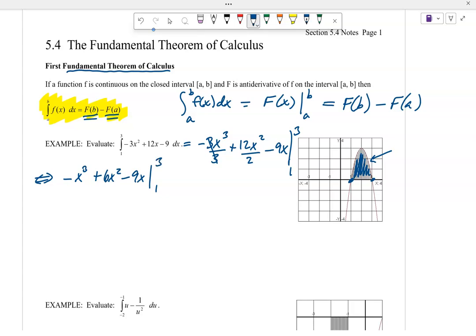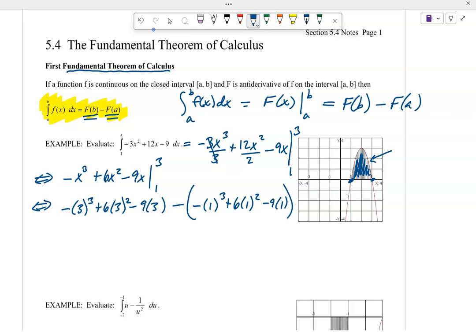And now we're going to throw in the 3. So I got negative 3 cubed plus 6 times 3 squared minus 9 times 3. So the antiderivative evaluated at b minus the antiderivative evaluated at a. Now it's minus the whole thing. Notice I got 3 terms here, so make sure you put that whole thing in parentheses. So I got negative x cubed, I'm plugging 1 in for x, plus 6 times 1 squared minus 9 times 1. All right, and so we've got negative 3 cubed, 3 times 3 times 3, 27.